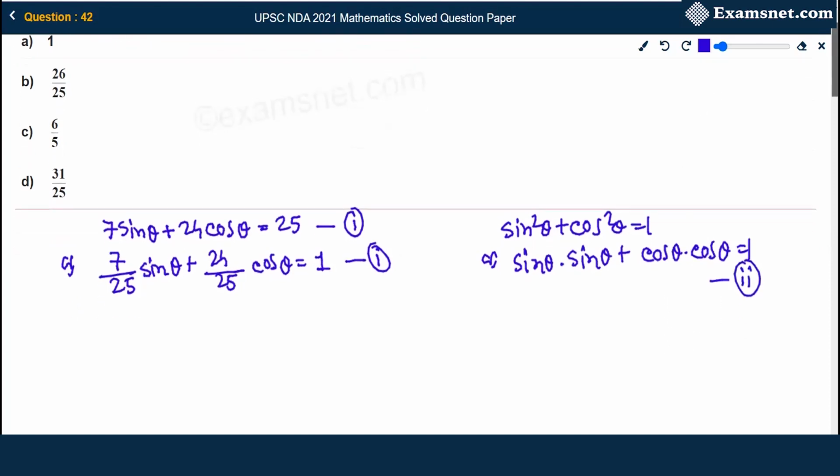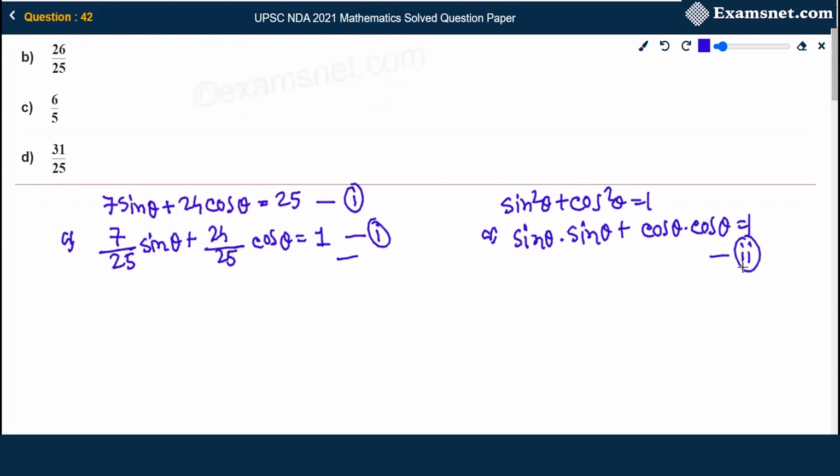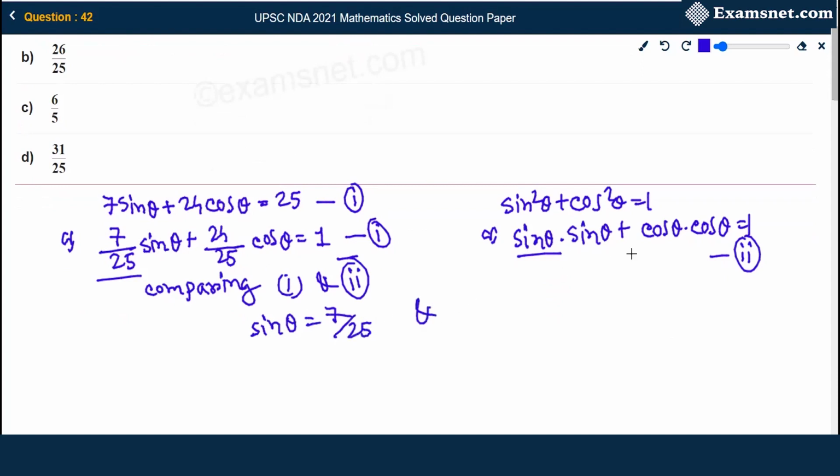Now, look here, we can easily compare these two equations. Both give the same value 1, and sine theta and cos theta are the variables. So we can compare 1 and 2. After comparing 1 and 2, we can write that sine theta equals 7 by 25 and cos theta equals 24 by 25, right?